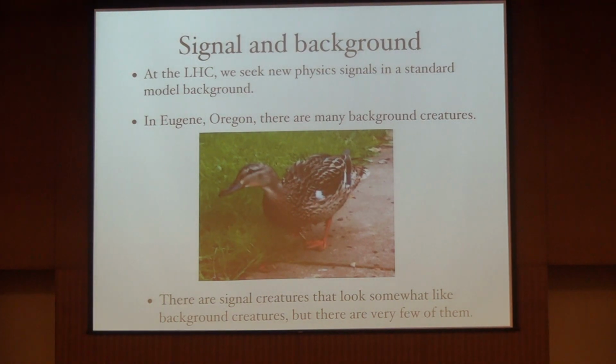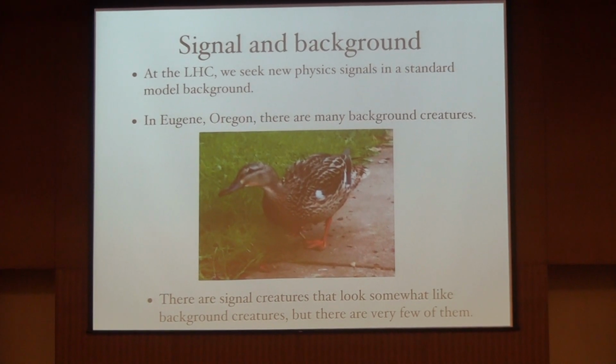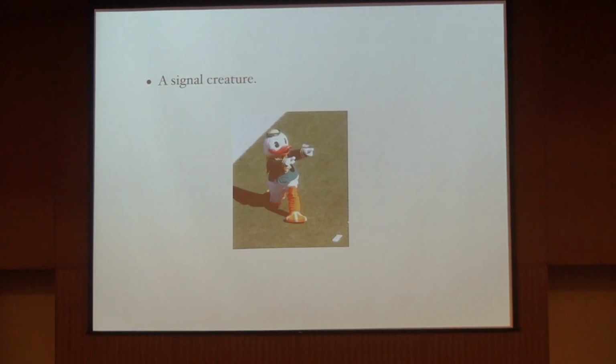So we're looking for a signal, but there's background events. At the LHC, we're looking for the signals, but there's many more background events usually. Where I live in Eugene, Oregon, in the United States, there's quite some number of background creatures like that one. Lots of background creatures. And there's very, very few signal creatures that might be more interesting. So I've got a picture of a signal creature. There it is.